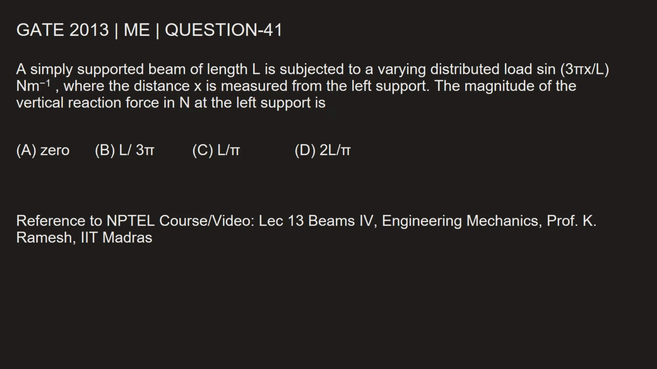Let's see how this will be solved. This is the beam which is simply supported on both ends. So we can draw the free body diagram like this, along with the external load acting on it. To determine the load, we'll see x equal to 0 is at the left support because x distance is measured from the left support. Now the load magnitude is sin(3πx/L) Newton per meter.